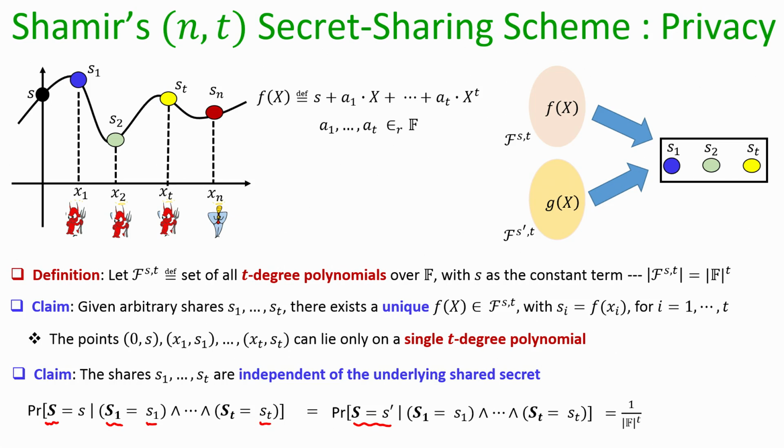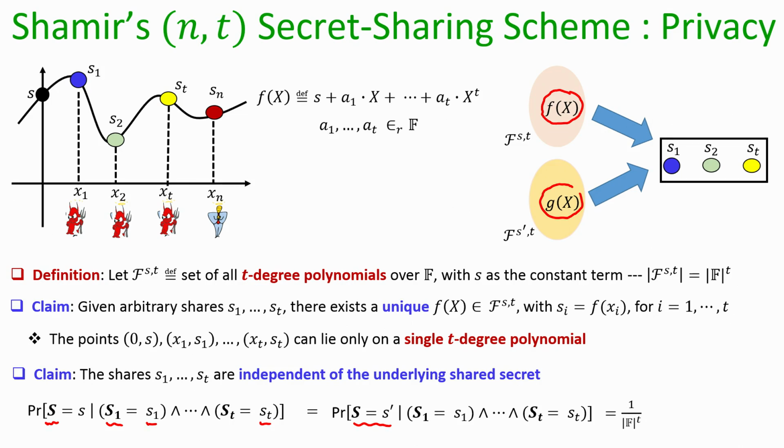This is because the probability that the secret shared by the dealer is little s, given that the first t shares are s1 to st, implies there exists a unique polynomial, say f of x, which the dealer has used while invoking Shamir secret sharing, whereas the probability that the dealer has shared the secret s prime and that resulted in the shares s1 to st implies that the dealer has used the unique polynomial g of x from the set F to the power s prime comma t during the invocation of Shamir secret sharing.